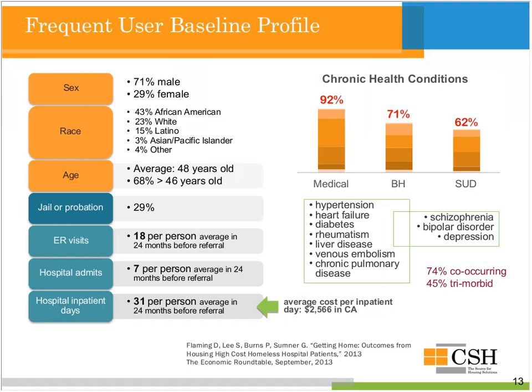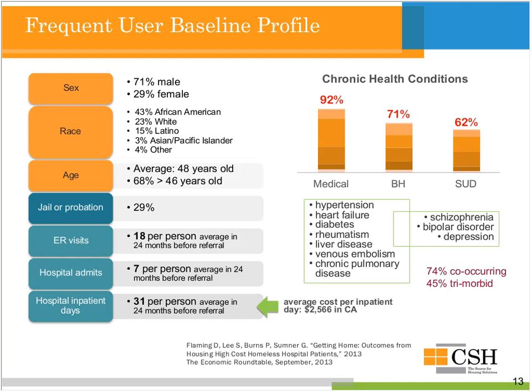The majority are male, but the breakout from male to female actually pretty much mirrors the homeless population. 29% of them have jail or probation, so there is that element of, even though folks are being targeted from the hospital, other system use being shown. On average, the individuals had 18 emergency room visits in the 2 years before referral into the program. They had 7 hospital admissions and 31 hospital inpatient stays per person.